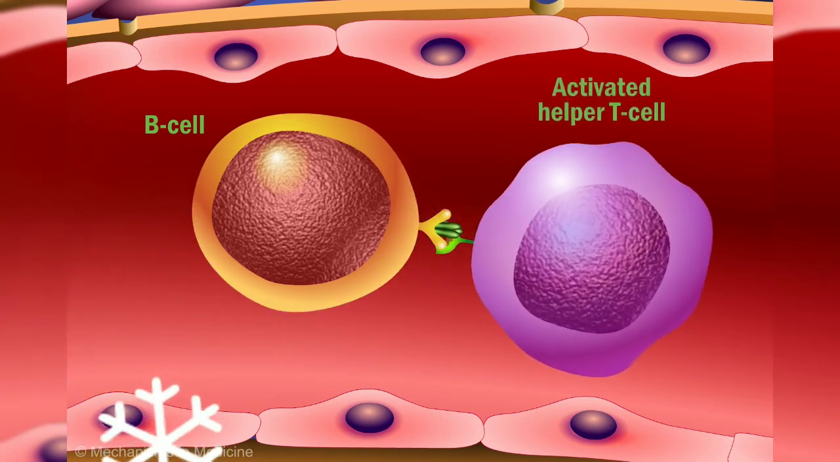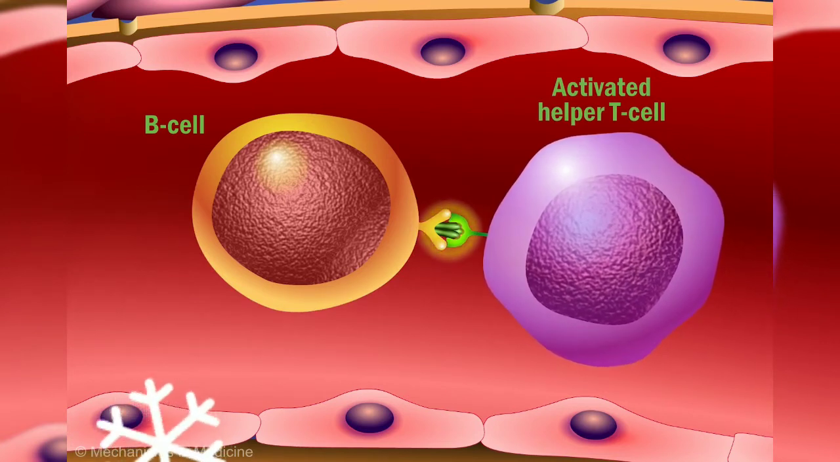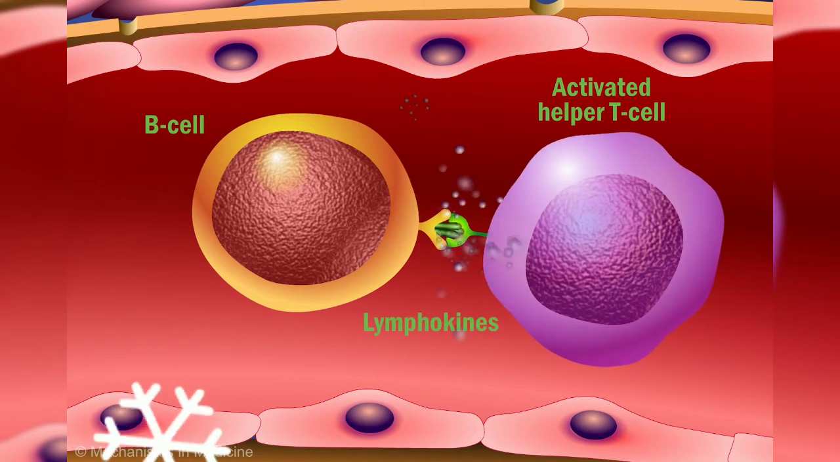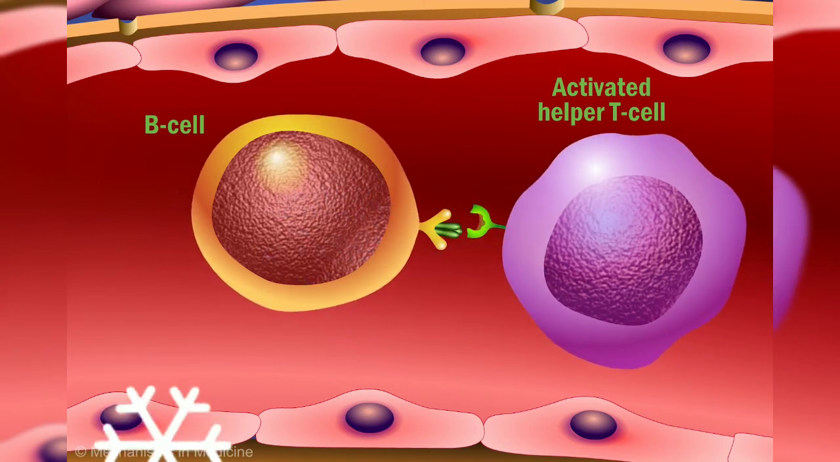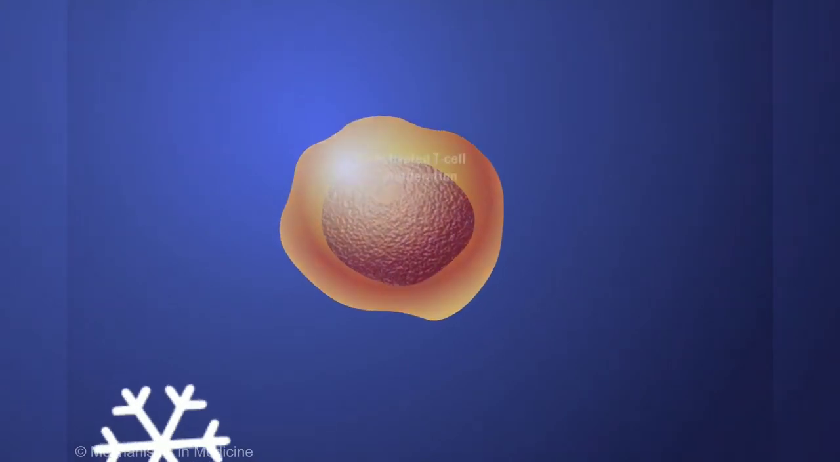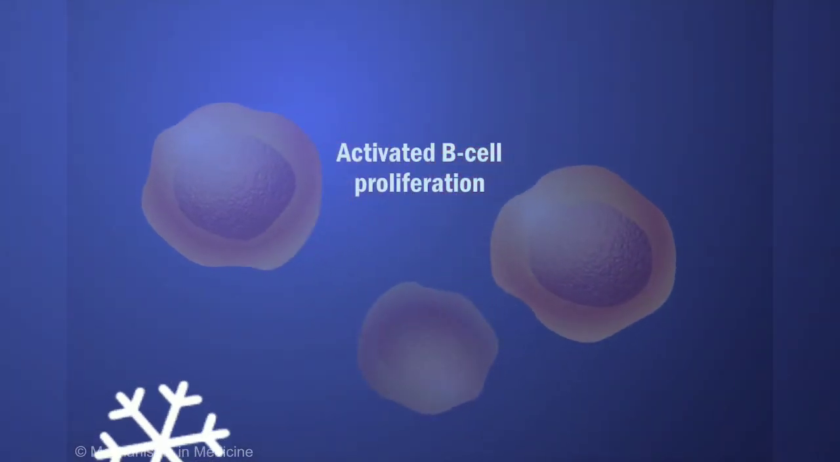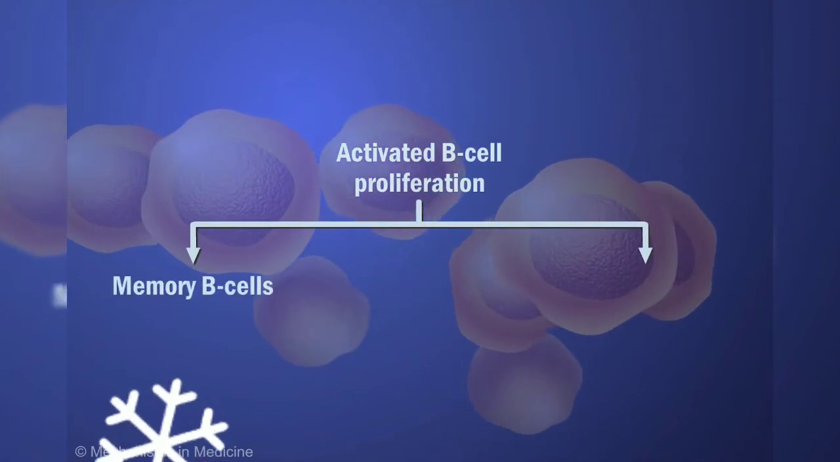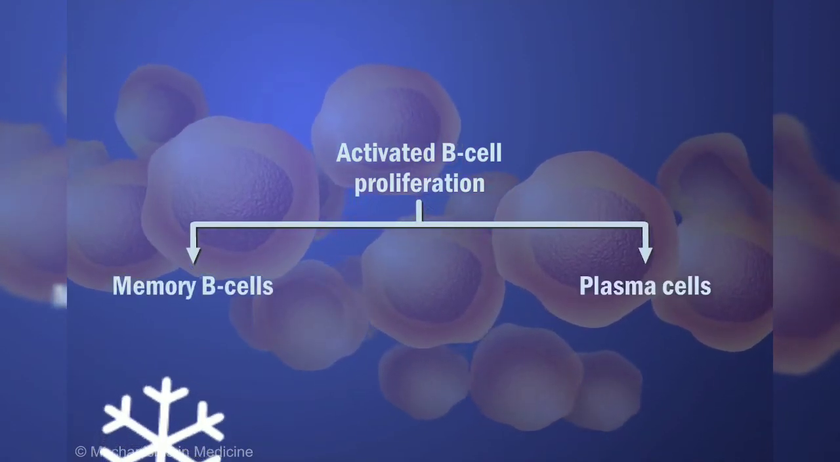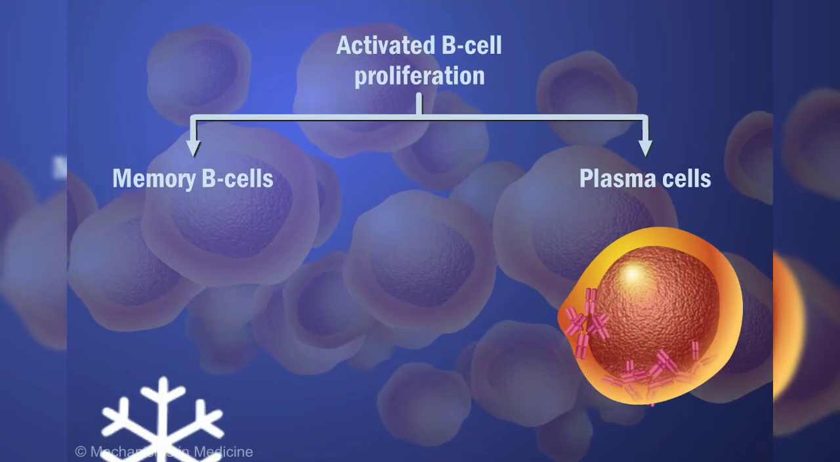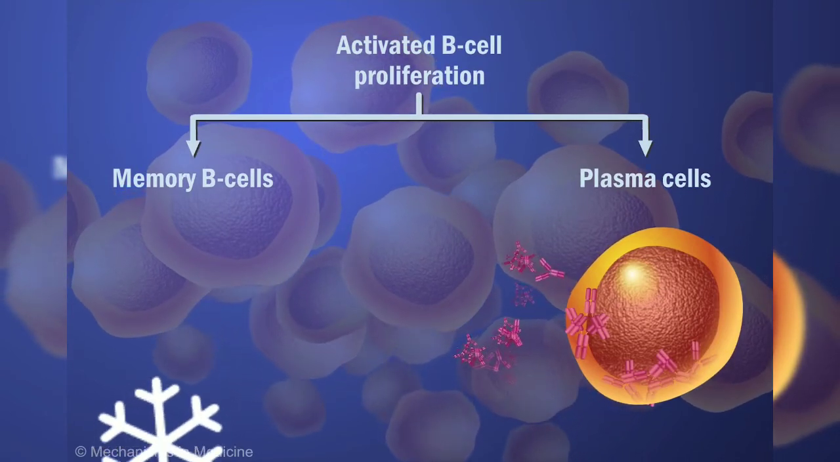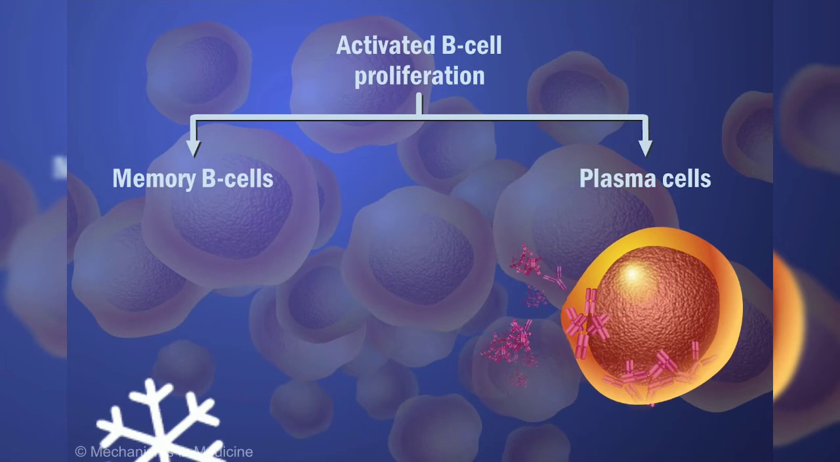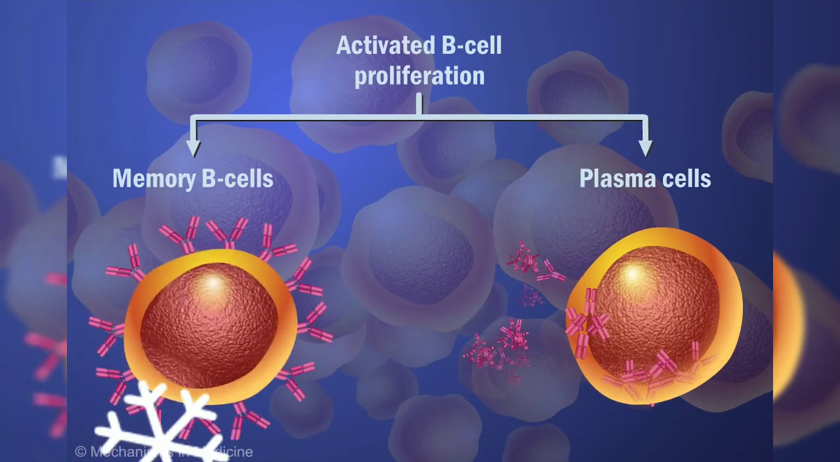When activated helper T cells interact with activated B cells expressing antigen MHC receptors, they begin secreting lymphokines which have several effects. Lymphokines trigger activated B cell proliferation, which leads to either their differentiation into memory B cells or into plasma cells. Plasma cells produce hemagglutinin antibodies specific to the strain of influenza contained in the vaccine. Memory B cells aid in future immune response when exposed to an active influenza virus.